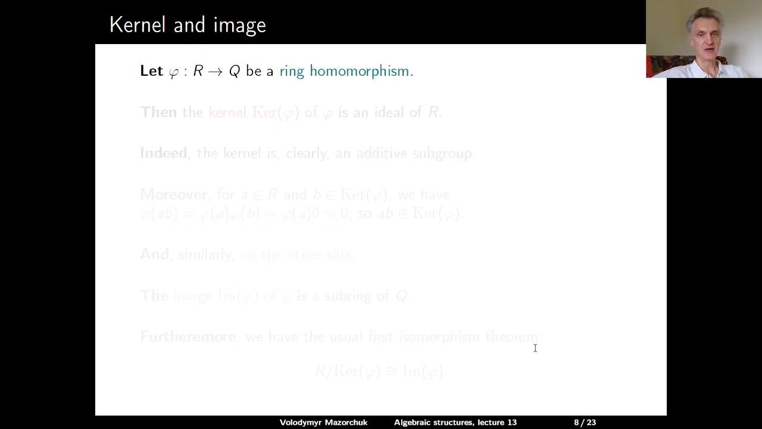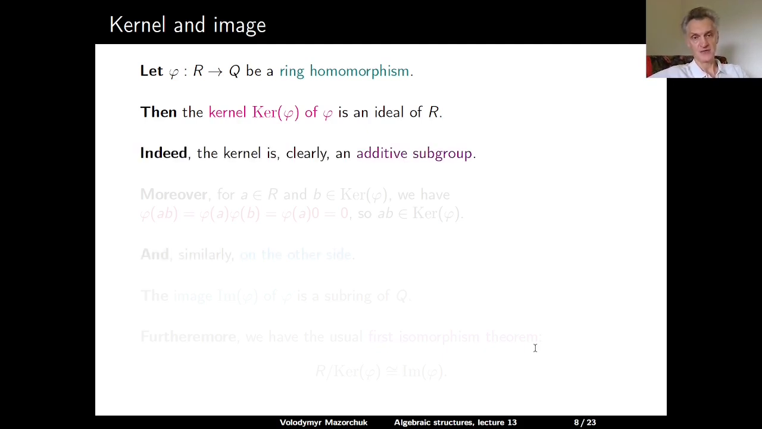So let phi be a ring homomorphism from a ring R to a ring Q. Then the kernel of phi, that's the kernel in the usual sense of group theory. R is an additive group, so the kernel is the set of all elements in R which are sent to the zero element in Q. So this kernel is an ideal of R.